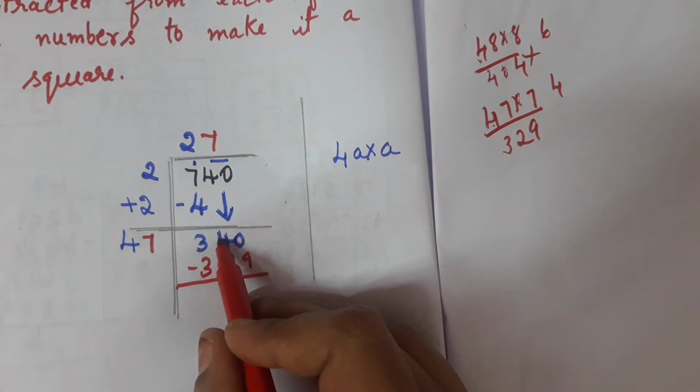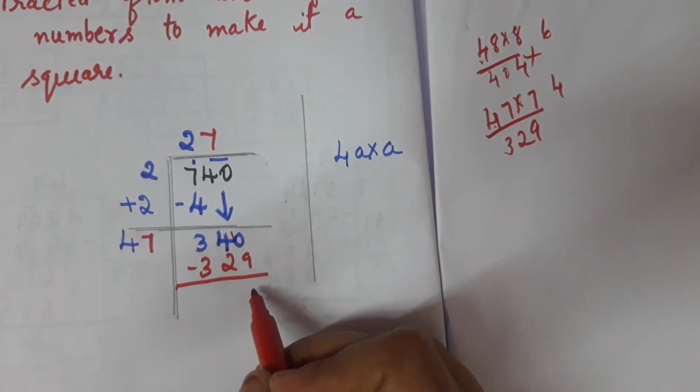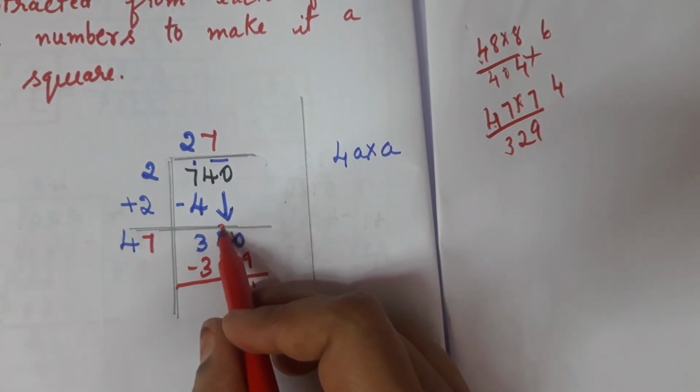So here subtraction. After subtraction, you get 0 minus 9. You can't subtract. Borrow 1 from 4. So 10 minus 9 is 1. So here 3. 4 gave 1.